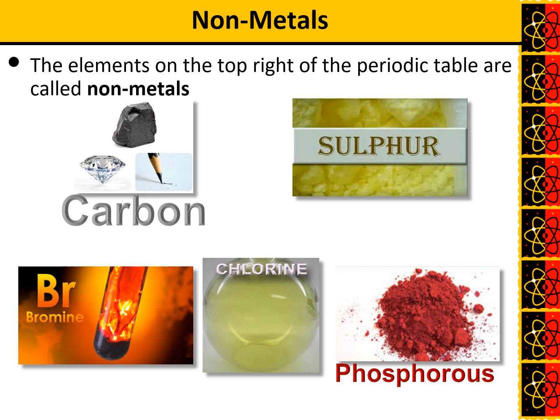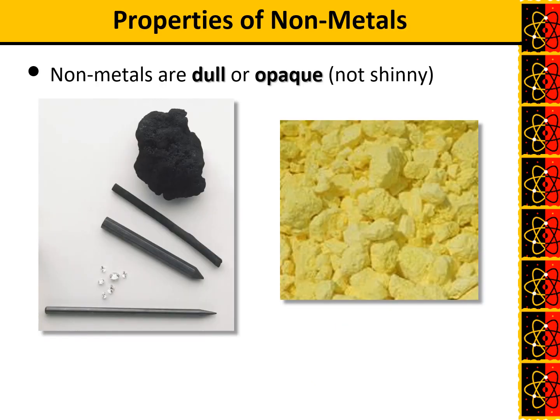This is one of the allotropic forms of phosphorus. We have two, red phosphorus and white phosphorus, but the red phosphorus is actually red. One of the main differences is that the nonmetals are not shiny. They are dull or opaque.